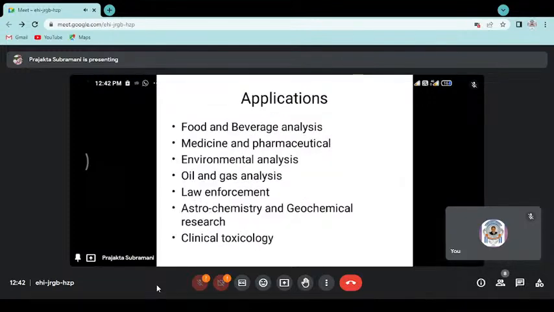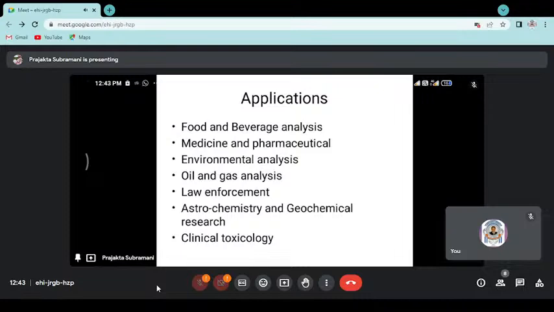Then the different applications of these hyphenated techniques. Different hyphenated techniques like LC-MS, GC-MS, LC-IR, GC-IR, LC-NMR, and all these techniques like GC-MS/MS, LC-MS/MS, LC-PDA, GC-API. So there are different applications of these hyphenated techniques.